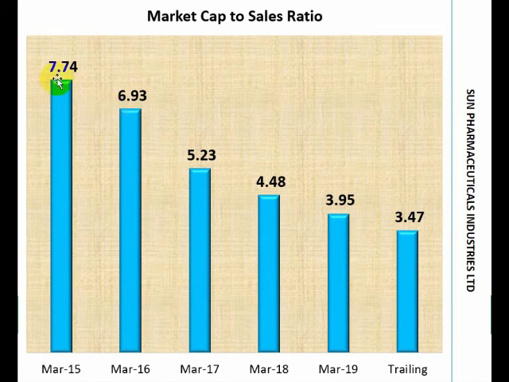to sales ratio has been declining from March 15 onwards. In March 15, the price of each share was 7 times higher than what the company did in sales per share. So it was very expensive in March 15, and now in March 19 it had fallen to 3.95 times, whereas in the recent 12 months it has become even cheaper at 3.47 times. So we can either select 2.5 times as our standard, or we can also use whatever the peer group companies are trading at.